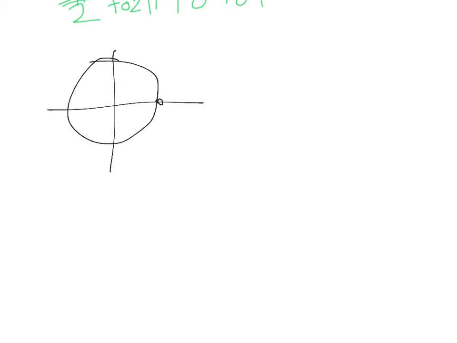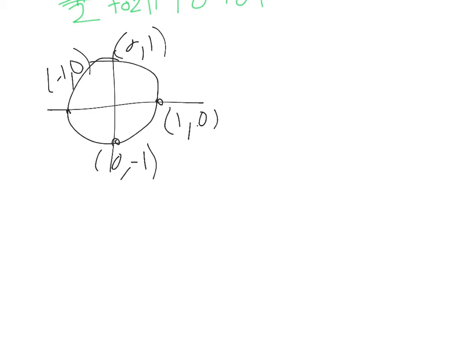So we've got the coordinates (1, 0), (0, 1), (-1, 0), and (0, -1). Okay, so the difference here is that r being 1 isn't super helpful for us, because tangent of an angle, in this case, doesn't involve r. It's equal to y over x.